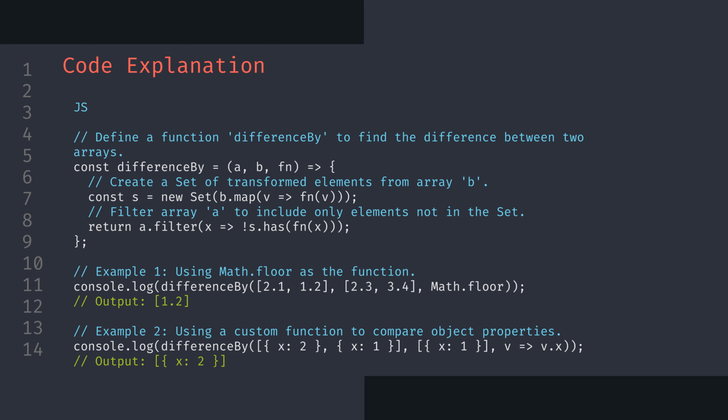This code starts by creating a set from the second array after applying the function to its elements. It then filters the first array, including only elements that, when transformed by the same function, are not present in the set.